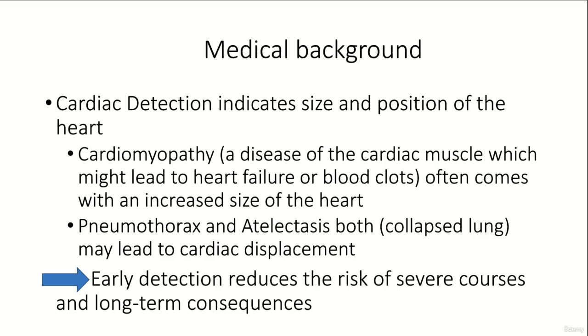When predicting the location of the heart via a bounding box, we get an indicator of its size and position, which can provide information about numerous diseases or symptoms. One prominent example is cardiomyopathy, a disease of the cardiac muscle, which might lead to heart failure or blood clots. A very common symptom for this is an enlarged heart, or to be precise, left ventricle and atria, which can be observed in a chest X-ray image.